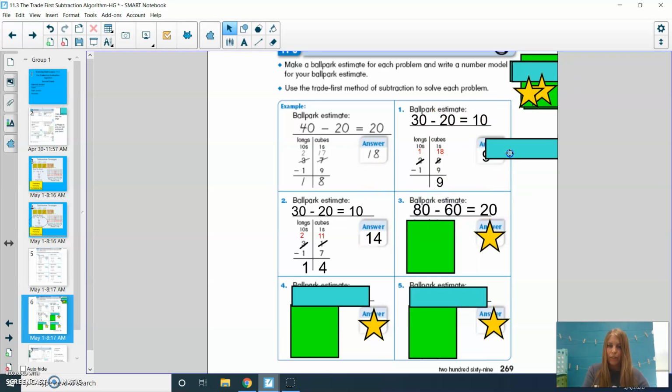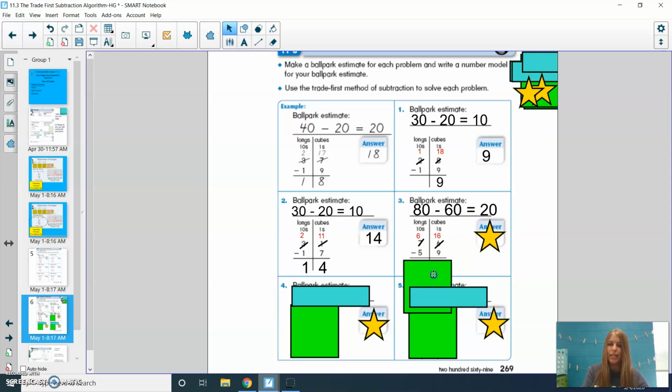For question number 3, for my ballpark estimate, I had 80 minus 60 equals 20. And I had 76 minus 59. So I noticed I couldn't do 6 minus 9, so I went over to the 7, changed the 7 to a 6. My 6 now becomes a 16. 16 minus 9 is 7, and 6 minus 5 is 1, giving me my answer of 17. And notice how close my actual answers are to these ballpark estimates.